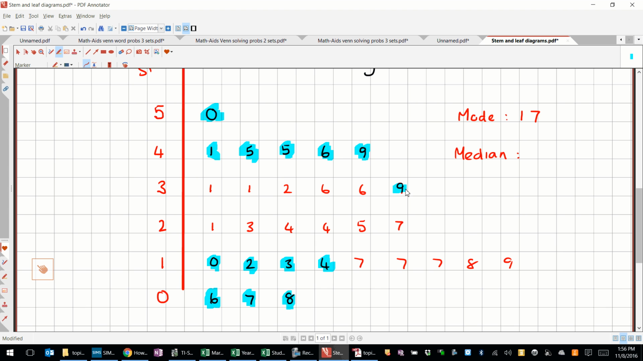7 goes with the 6. Wait. 7 goes with the 2. 8 goes with the 1. 9 goes with the 1. 7 goes with the 1. 5 goes with the 3. And then we are left.